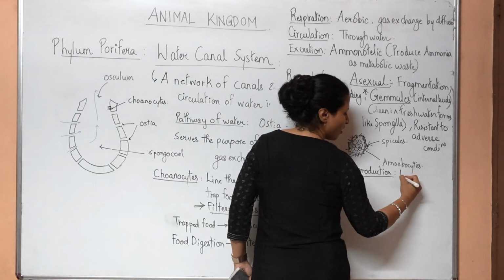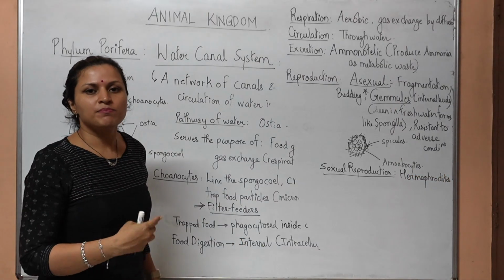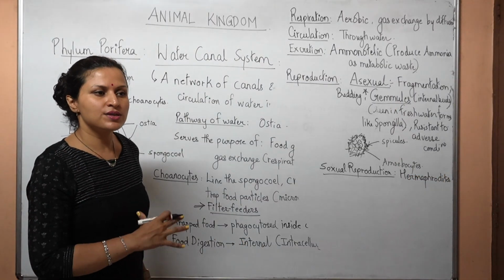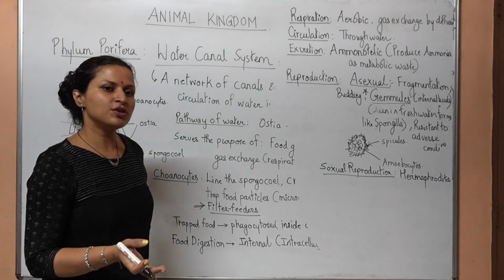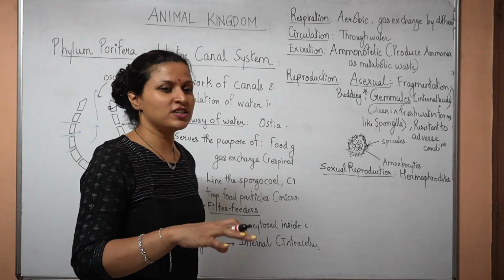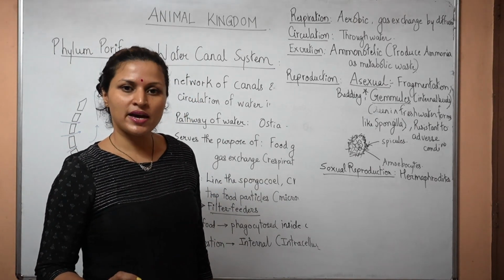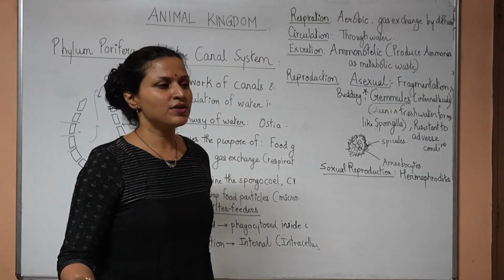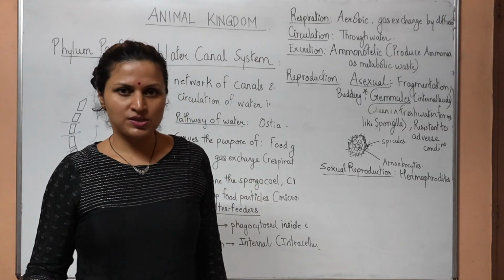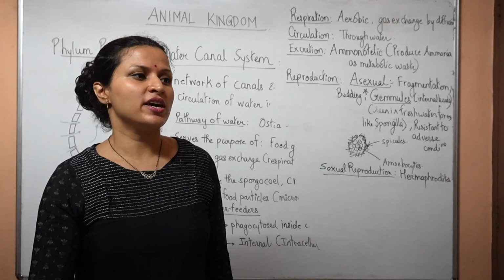Sponges are known to be hermaphrodites. Hermaphrodites means what? Monoecious. Both the sexes present on the same animal body. They can produce both male and female gametes. However, they prefer to do cross fertilization. Some of the choanocytes will develop into sperms and they will be liberated. The sperms are going to enter into the body of nearby sponges. They will fertilize the eggs of the other sponge into which they have entered.